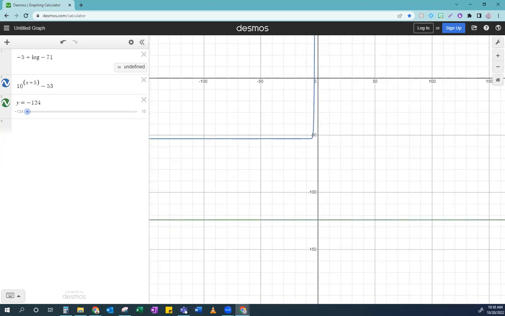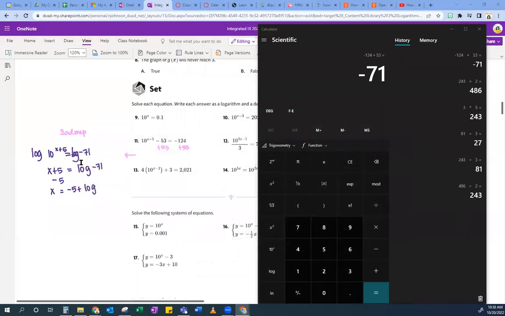Now, do you understand why there's no solution? If you remember about this, you could see that we have an asymptote at y equals negative 53. And down here is our other line. So the two are not intersecting. So I say, okay, where do they intersect? And you're like, they don't intersect. So how do I write that as an answer, Ms. Johnson? No solution. Some of you already recognized that the moment that I took the log of a negative number.